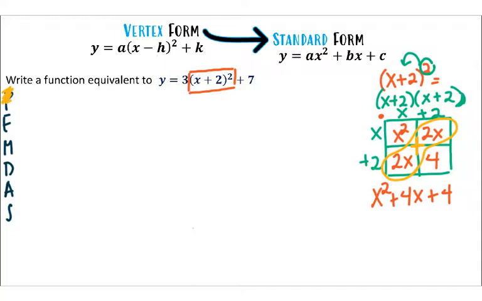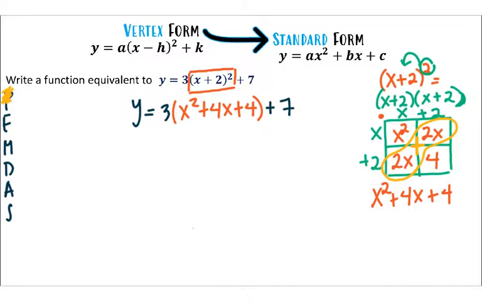So let's rewrite our problem. Every time you take a step, you always write down anything that was not affected. So I didn't touch that y, it's coming down. Same thing with the equal sign and the 3. But what I have in red in the box is going to be replaced with what I actually got outside of the box. So let me write down what that looks like. So I have 3 times, please still keep your parentheses because you are still multiplying, (x squared plus 4x plus 4), and then once again, this plus 7 gets copied down because you did not touch it.